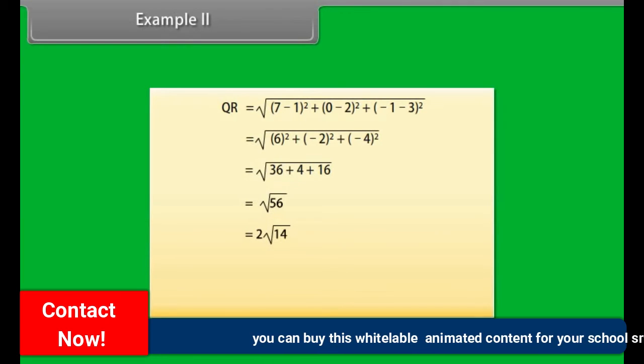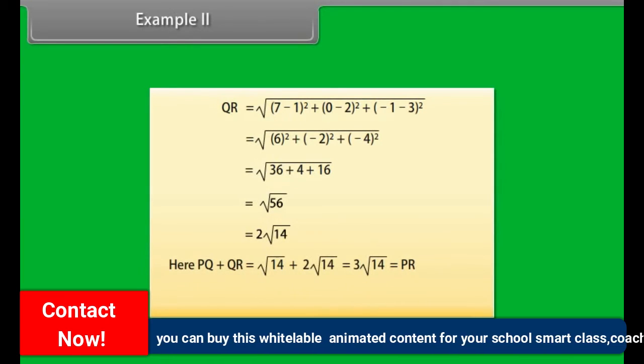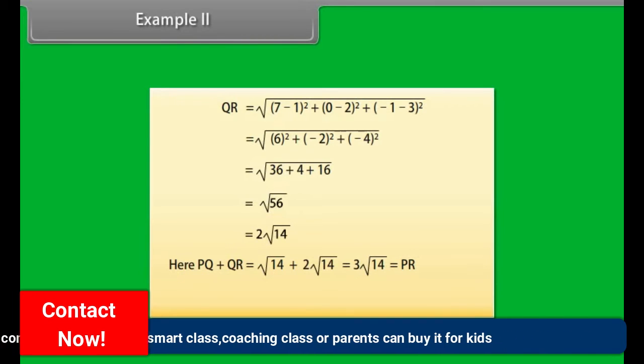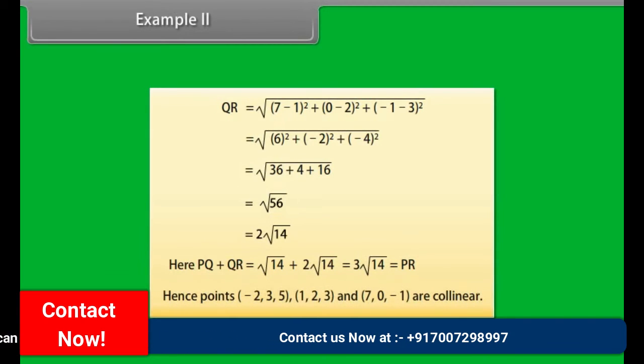Here, PQ plus QR is equal to square root 14 plus 2 into square root 14, is equal to 3 into square root 14, is equal to PR. Hence, points (-2, 3, 5), (1, 2, 3) and (7, 0, -1) are collinear.